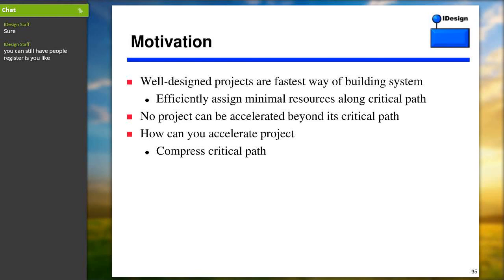Now, we also know that no project can be accelerated beyond its critical path. We know that is truth. So how can you accelerate the project? And the solution is very simple. You compress the critical path. Now, to understand compression, we have to recognize something.